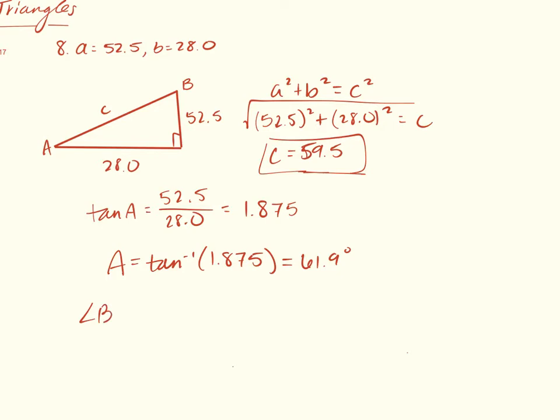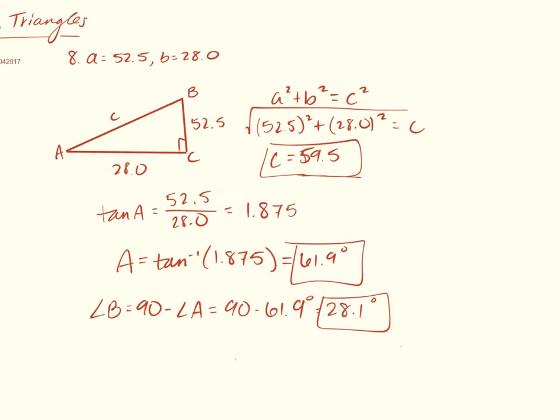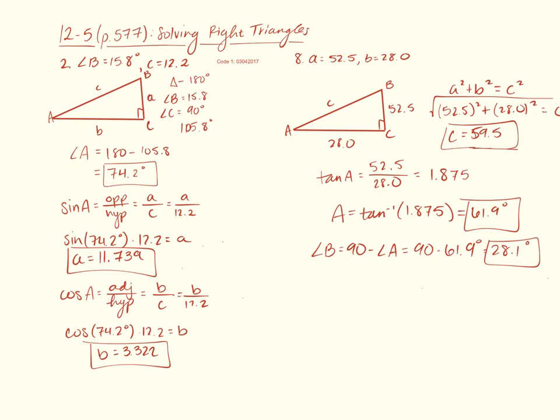And so then angle B, now remember, there are only 180 degrees in a triangle. So we know that 90 of them is taken up by angle C. So B must be 90 minus angle A. So this is 90 minus 61.9, or 28.1 degrees. And that's solving right triangles.